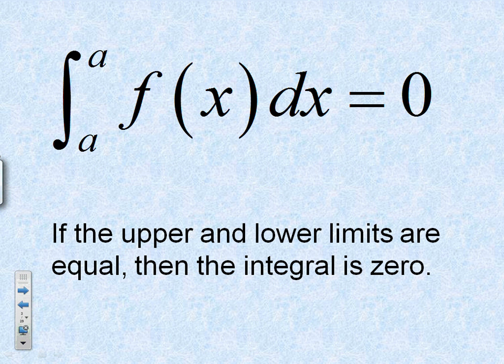Okay. The integral from a to a of f of x dx equals 0. If the upper and lower limits in a definite integral are the same number, the value of that integral is 0. How come? You're talking about the area under a point. There's no area under a point.